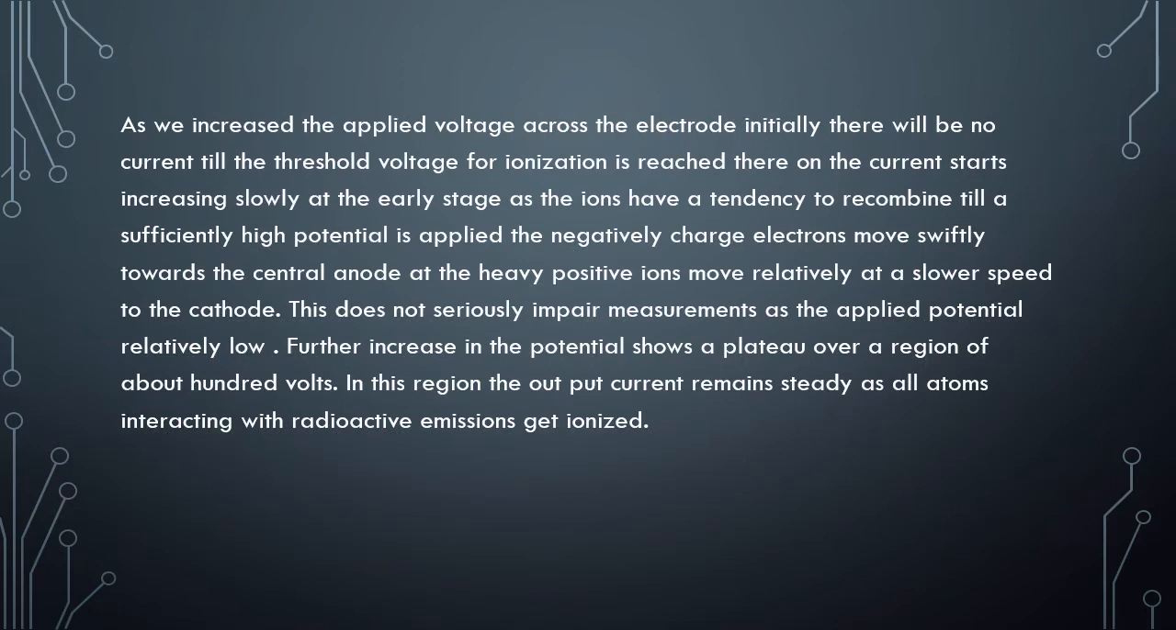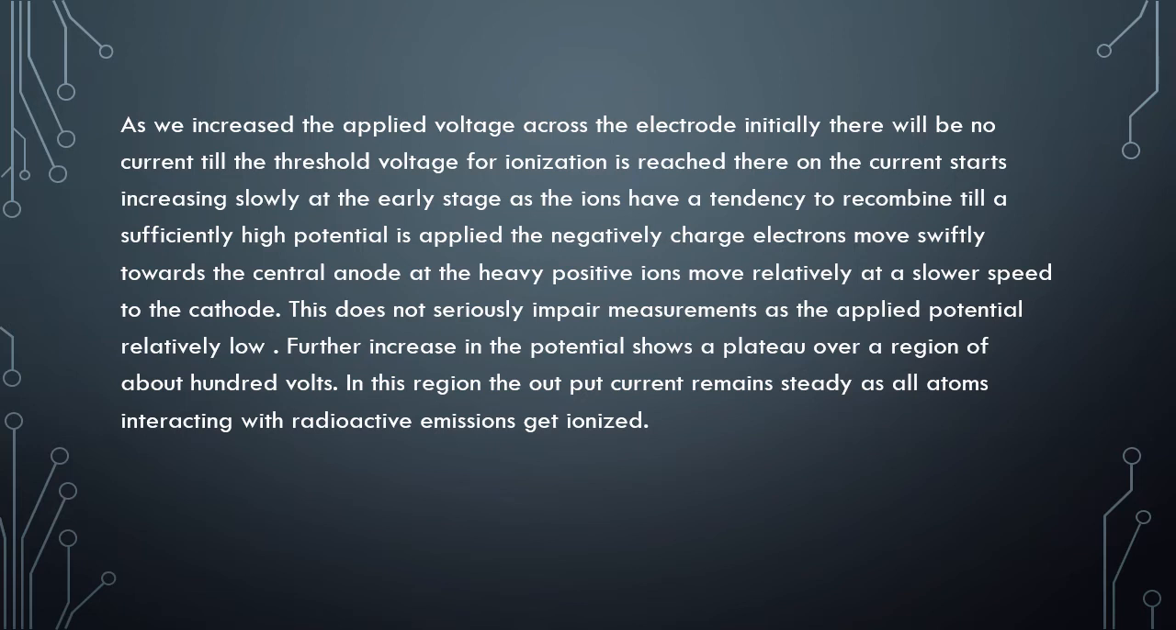As we increase the applied voltage across the electrodes, initially there will be no current till the threshold voltage for ionization is reached. Then the current starts increasing slowly at the early stage as the ions have a tendency to recombine, till a sufficiently high potential is applied. The negatively charged electrons move swiftly toward the central anode while the heavy positive ions move relatively slower to the cathode. This does not seriously impair measurement as the applied potential is relatively low.